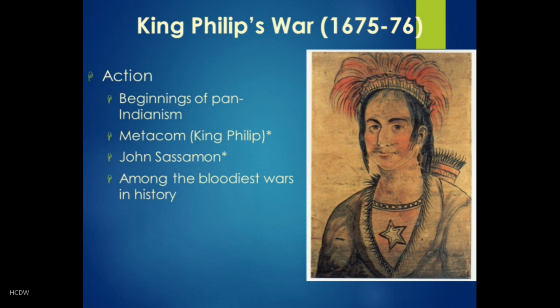Sassamon warned the English settlers that the Indians were planning a revolt. Because he had done that, 3 Indians captured and murdered John Sassamon, and the white community then hunted down the offending Indians and executed them. The Indian community rebelled. The ensuing war is known as King Philip's War.